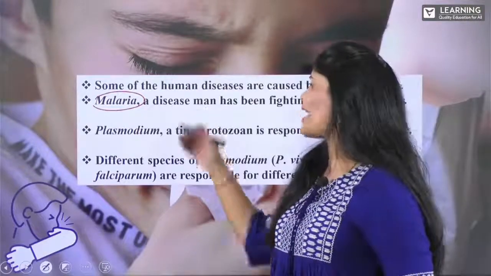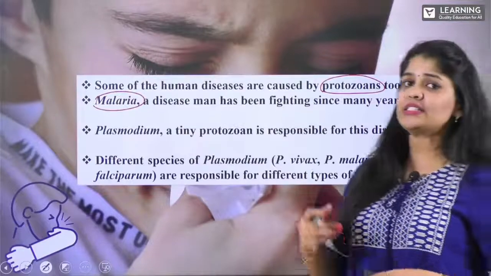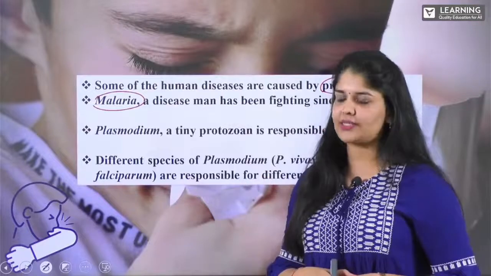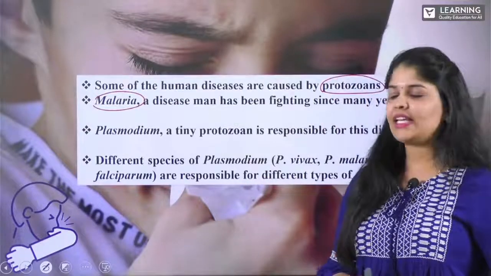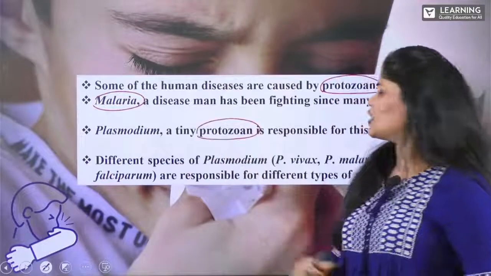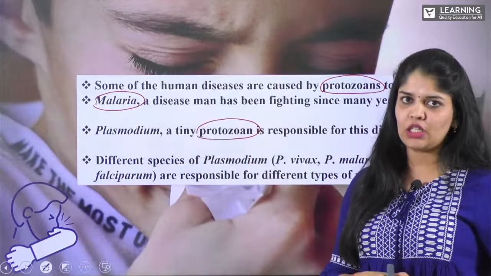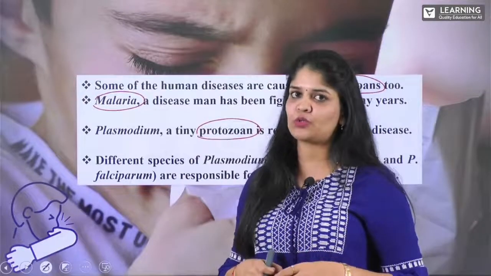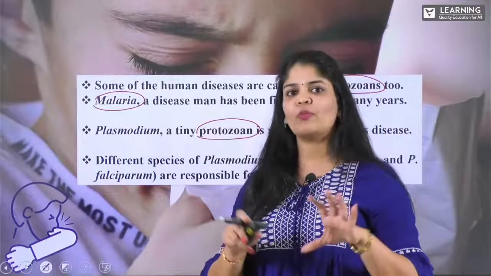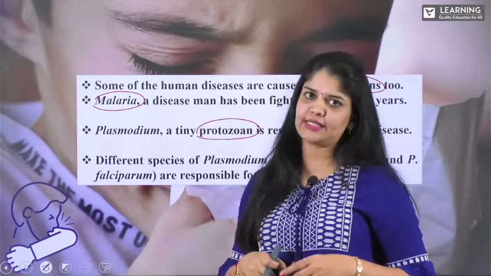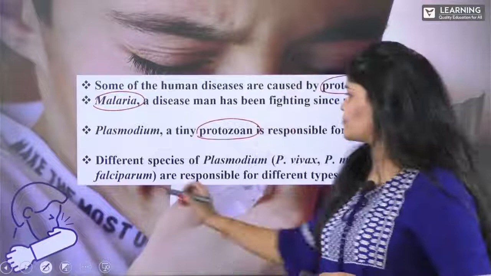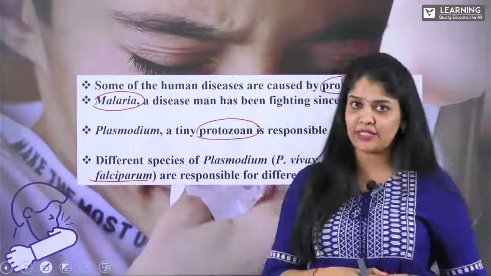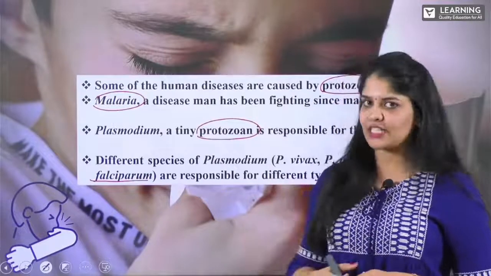It is a disease of mankind, where man has been fighting against malaria to protect himself for centuries, since several years we can say. Plasmodium, a tiny protozoan, is responsible. The most popular species of Plasmodium is Plasmodium vivax. Plasmodium falciparum is known to cause the malignant type of malaria. So let's look at the different types of Plasmodium species.